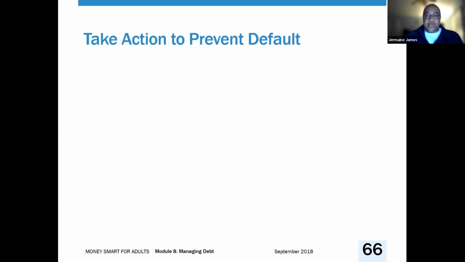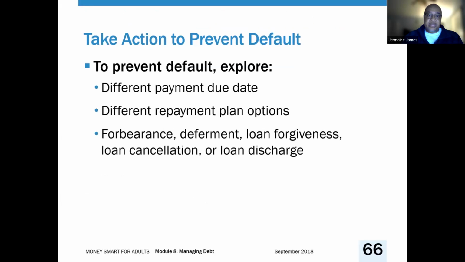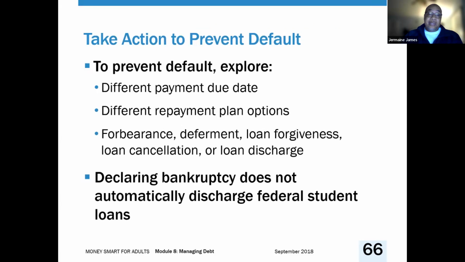Right, the most important thing we can do is always take action to prevent default. To prevent default, here are some of the options: a different payment due date, a different repayment plan option. As mentioned, forbearance, deferment, loan forgiveness, loan cancellation, and loan discharge. If somebody decides to file for bankruptcy, it's important to remember that a bankruptcy does not automatically discharge federal student loans, right? So that's also something to consider. Hey, if you file for bankruptcy and maybe you've got $10,000, $20,000, $15,000 in student loan debt, you may still be obligated to repay that. It might not be part and parcel of the bankruptcy that you've filed.